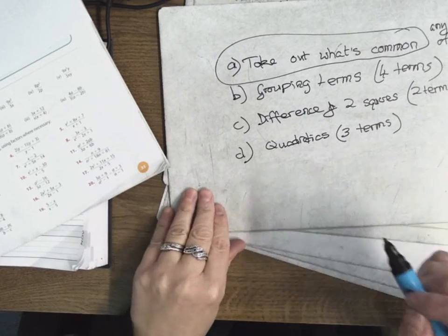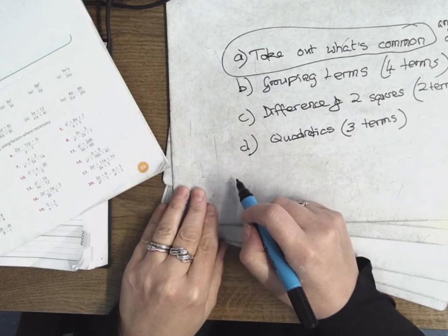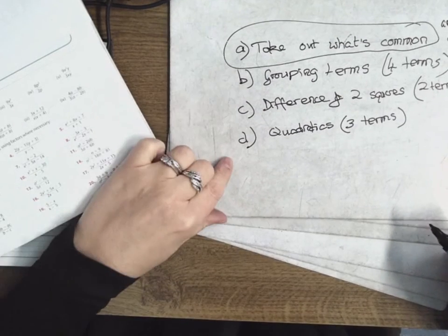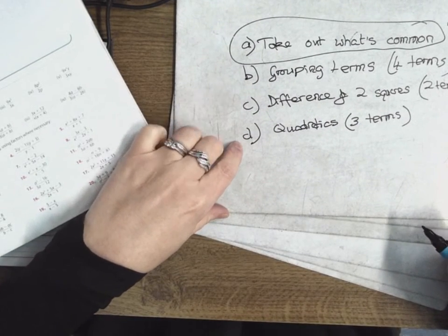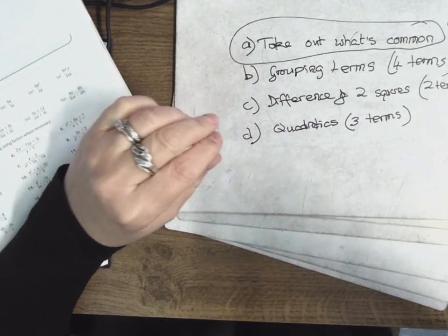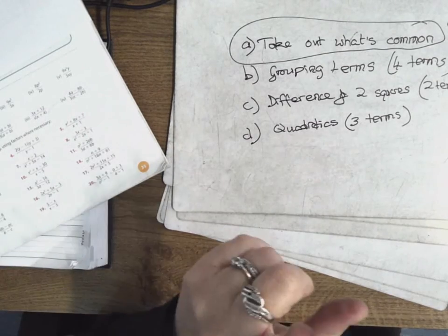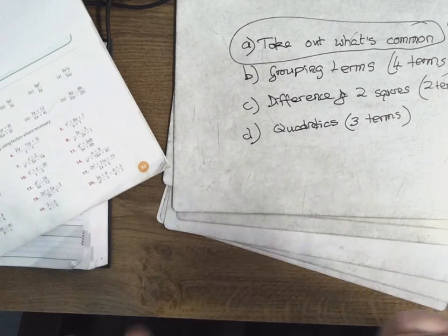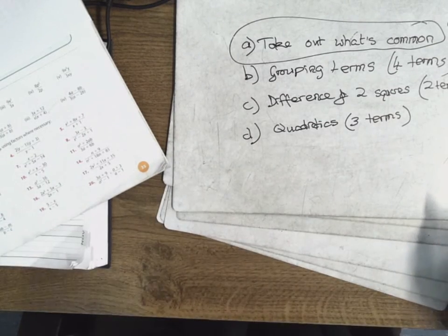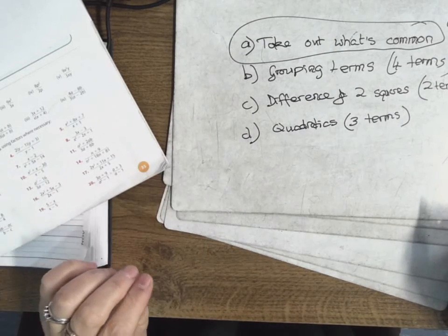Just to remind you what the difference of 2 squares was. Do you all know grouping terms? Because we do it in quadratics anyway. Do you all know how to group the terms? You do 1 and 2, take out what's common. Do 3 and 4, take out what's common. The 2 brackets should be the same, and then you put the first bracket from the bits, and the second bracket is the common bracket. We're okay with that? And we're okay with the quadratics because we've just been doing them.